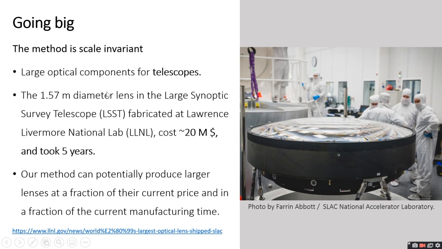So, what's next? In this picture, you can see what is, at least to the best of our knowledge, the largest lens in the world right now. This lens was made for the Large Synoptic Survey Telescope. It's 157 centimeters in diameter, and it took several years and almost $20 million to make. The fluidic shaping method could potentially be used to produce even larger lenses for a fraction of that price.